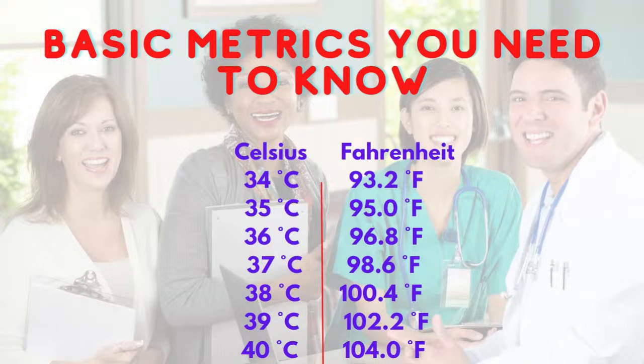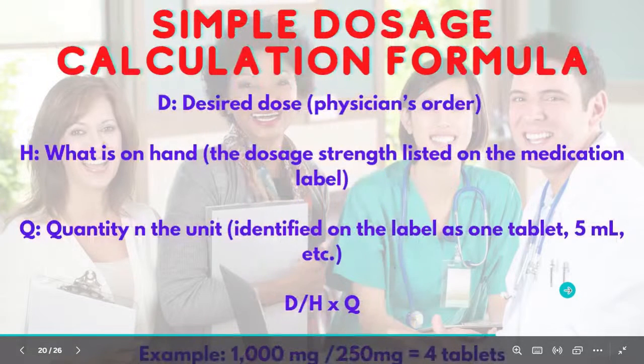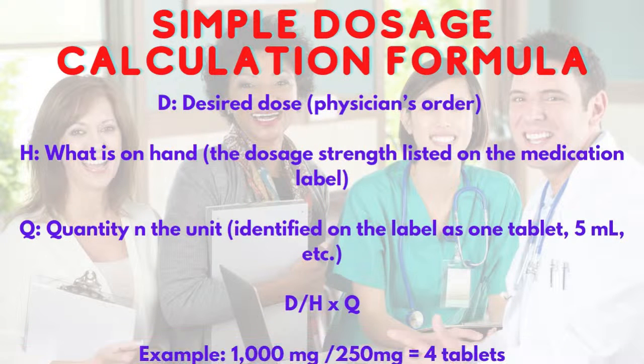Okay, so I'm going to go ahead to the next slide. All right, so now let's talk about these dosage calculations. There are a few different ways you can do dosage calculations, but as I mentioned in those other two videos I did, I like to keep it simple. So we're going to stick to the D over H times quantity formula. What does the D stand for? That's the desired dose, so that's the physician's order. And then the H is what is on hand, so what is on the label?